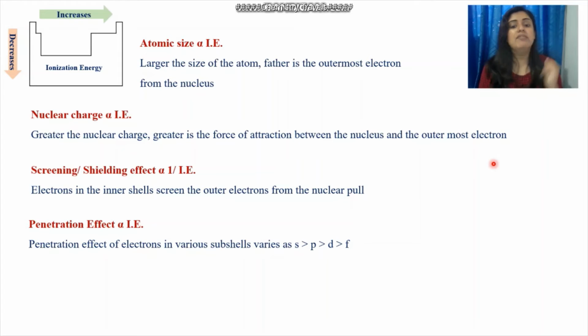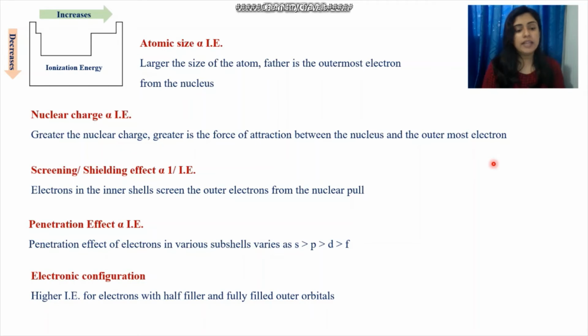Okay. Then we have the penetration effect. Depending on where the outermost electron is present, we can say that subshells have some penetration effect, where s subshells have the greatest penetration effect, followed by electrons in the p subshell, followed by the d subshell, and finally the f subshell. Electrons in the f subshell will have the least penetration effect, so they can be easily removed. If your outermost electron is in the s subshell, it means that electron is strongly held to the nucleus. The penetration effect is more, so you will need higher energy to remove an electron. So ionization energy also automatically increases.